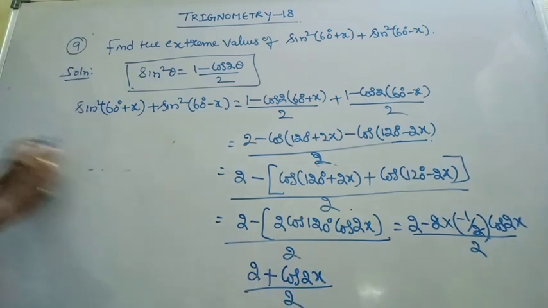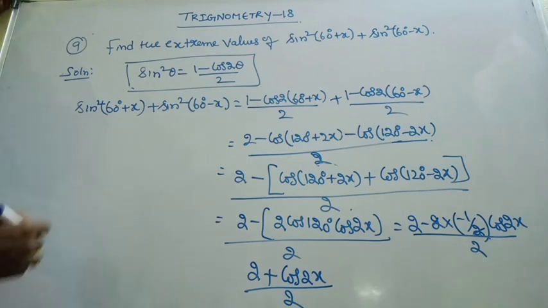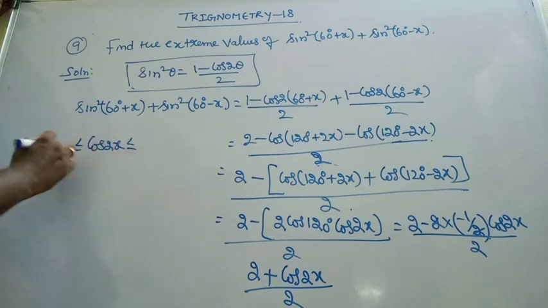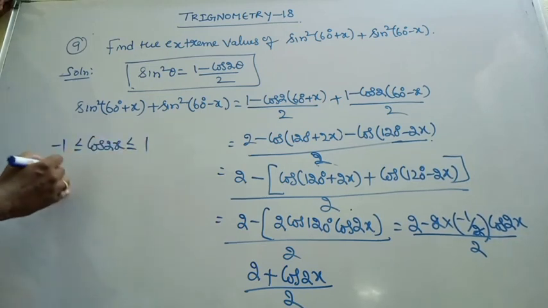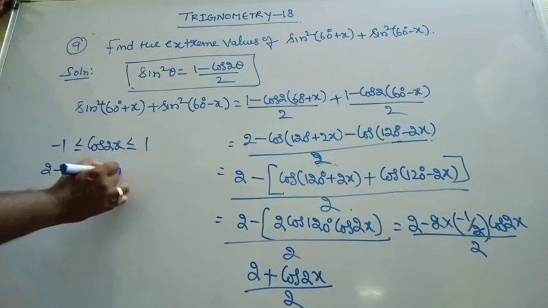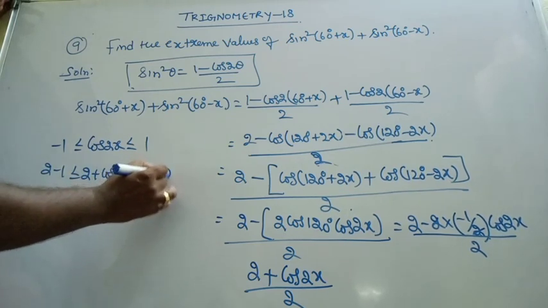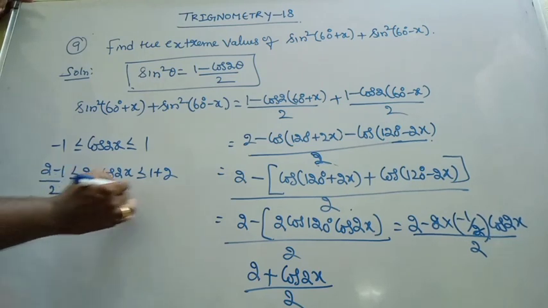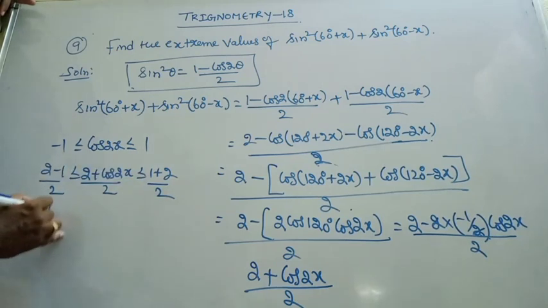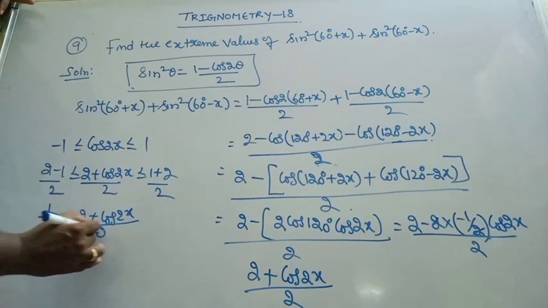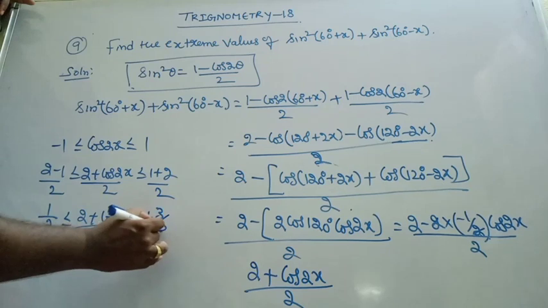Right, now for this we need to find the minimum and maximum value. Now cos 2x, you know that, my dear students, lies between -1 and 1, like this. Now we add 2 to this. Now 2 minus 1 is less than or equal to 2 plus cos 2x, which is less than or equal to 1 plus 2, like this. Right, now you divide by 2. 2 minus 1 is 1, so 1 by 2 is less than or equal to your problem, 2 plus cos 2x by 2, which is less than or equal to 3 by 2, like this.